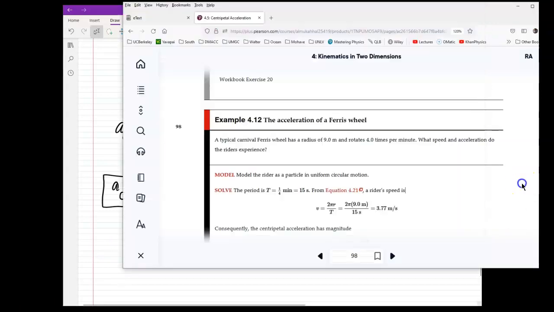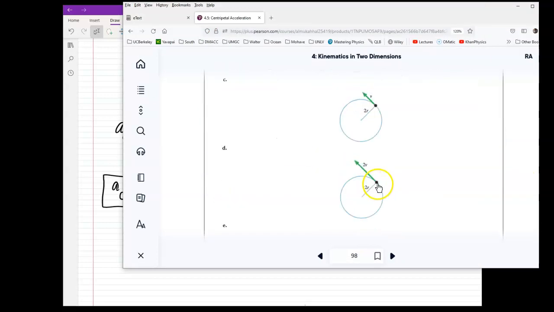Okay. One more example from the book. I want to look up example 4.14.